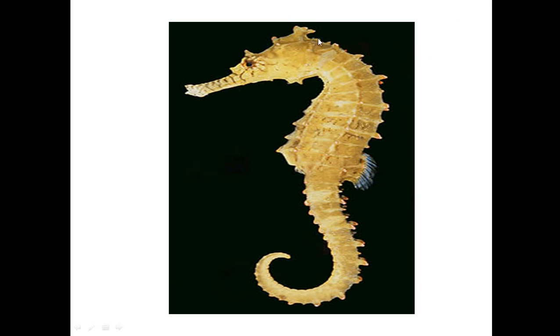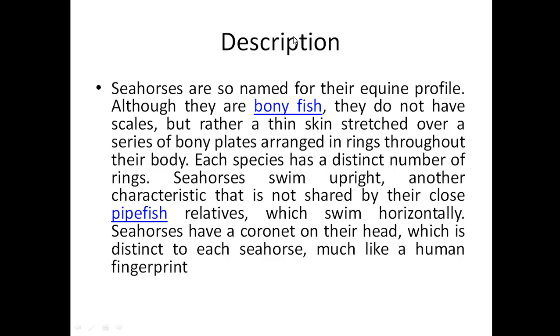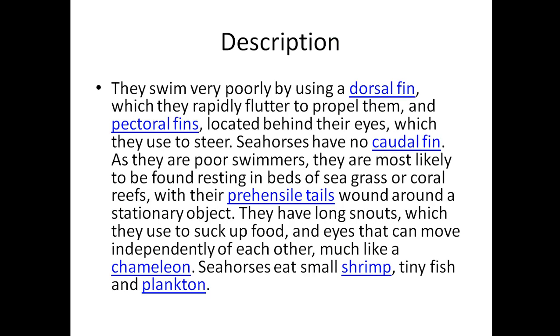See here, where the cursor is moving. So you can see the cornet on the head, which is distinct to each seahorse. The shape of this crown varies from one seahorse species to another species. It is like a human fingerprint, I can say that.